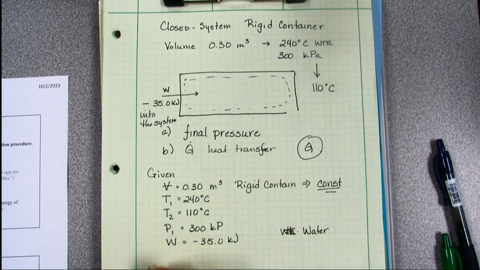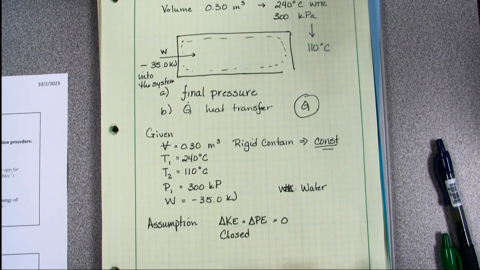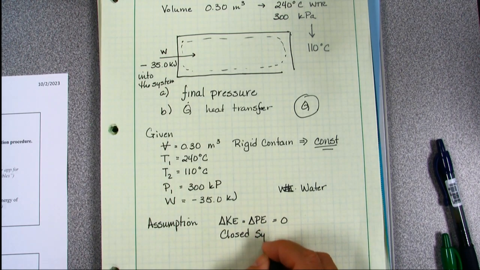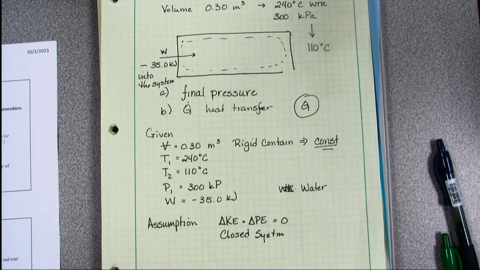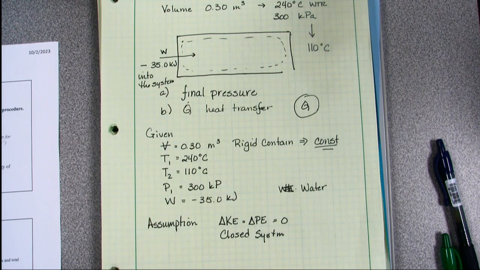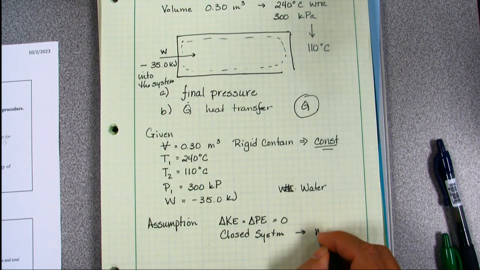We can make the following assumptions. We don't have anything that's telling us about our change in kinetic energy or our change in potential energy, so that's got to equal 0. We've got a closed system. It says both mass and volume are constant. So our volume is constant, our closed system says mass is constant.